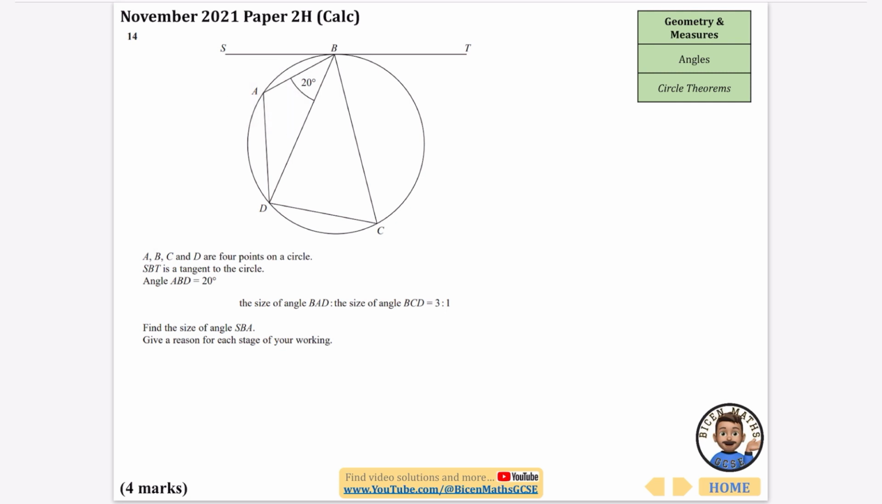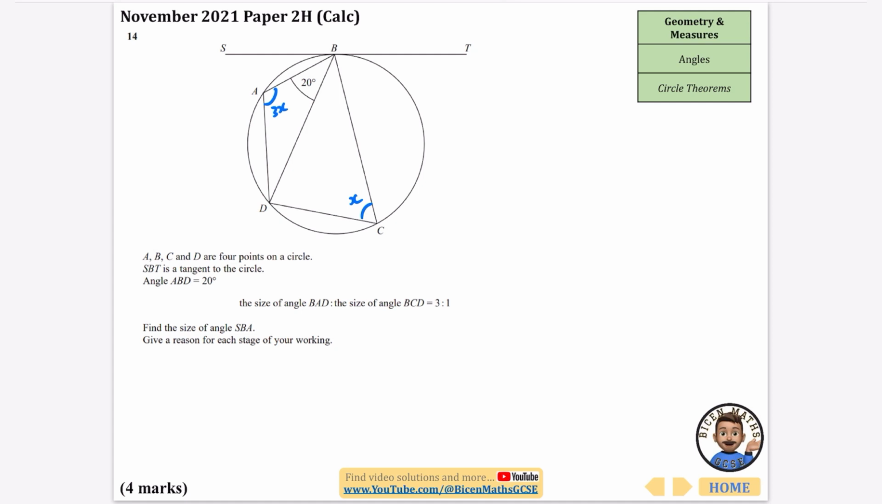It says that A, B, C, D are 4 points on a circle. SBT is a tangent to the circle, and angle ABD is 20 that I can see here. It then says that the size of angle BAD, this one, as a ratio of the size of angle BCD, which is this one, is 3 to 1. So the angle at the top is triple the size of the one down here. So if I call that one x, that one would be 3x.